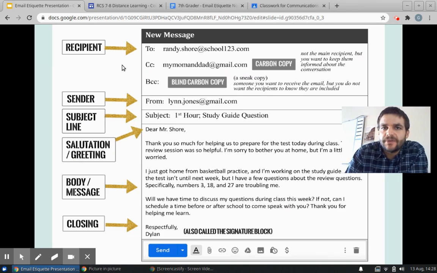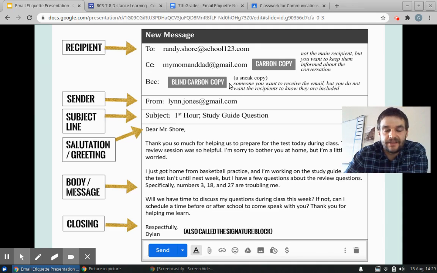But there's also a couple of other recipient features. There's the CC that you can include. You don't have to. But that stands for carbon copy, and that's when you want somebody to be included in the conversation, even though they're not the main recipient. And then there's also another feature called the BCC, which stands for blind carbon copy, which is when you want someone to receive an email, but you don't want the recipients to know that other people are receiving it. And that's a lot of times for privacy purposes.